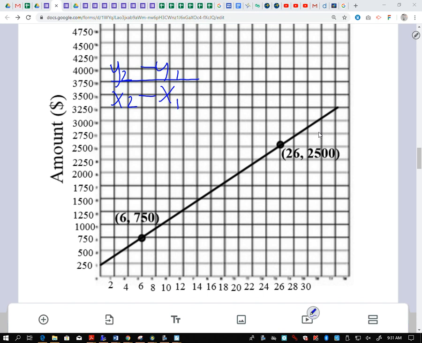What is y2? 2,500, okay. And y1 would be what? 750. Okay, what is x2? What is it? 26. Minus what? Minus 6. Okay, what's 2,500 minus 750?